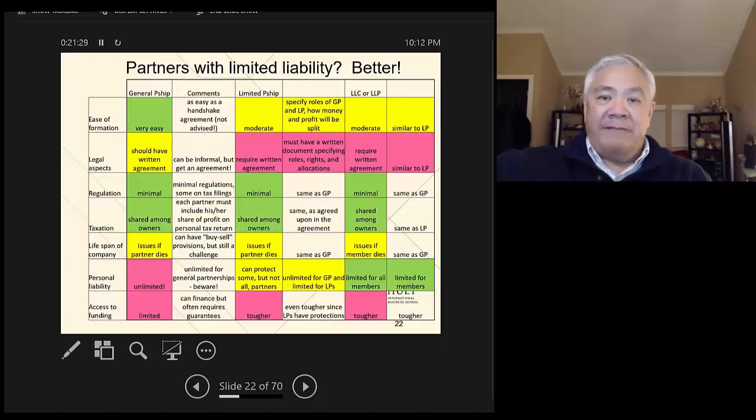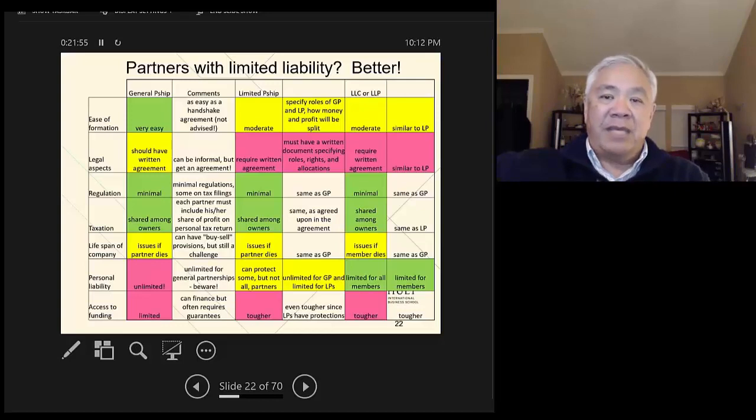The basic idea of a limited partnership is that you have one general partner, and then all the other partners can be limited partners. And by virtue of them being limited partners, they can only lose the amount of their investment. They can't lose any more money beyond that. That's the huge advantage to a limited partner.